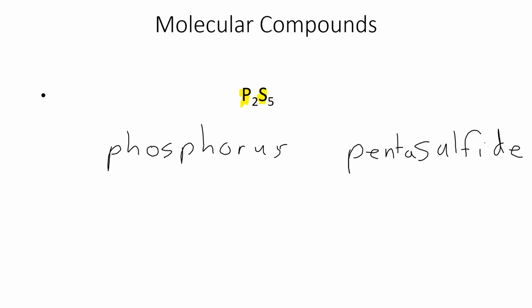Now the first element will only get a prefix if there's more than one. If you look back at the previous examples we did with the carbon monoxide, carbon dioxide, we only had one of the first element. We didn't use a prefix. Here, for that first element, that phosphorus, we have more than one of them. We have 2 of the phosphorus there. When you have more than one, you have to use a prefix. So the prefix for 2 is di. So here you're looking at diphosphorus pentasulfide. So the second element always gets a prefix no matter what. The first element will only get a prefix if you have more than one of them.